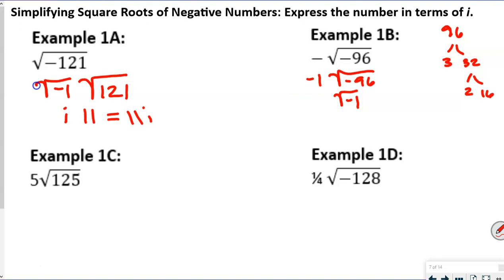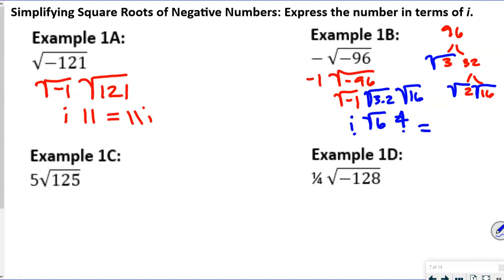So I could take this one and then this one and this one and put them under there. So that would be the square root of 3 times 2 and the square root of 16. Do y'all see it? So this is going to be I, right? This is going to stay the square root of 16. This is going to end up being 4, right? So we're going to take this 4 and this I and put them together. So this is going to be 4I square root of 6.